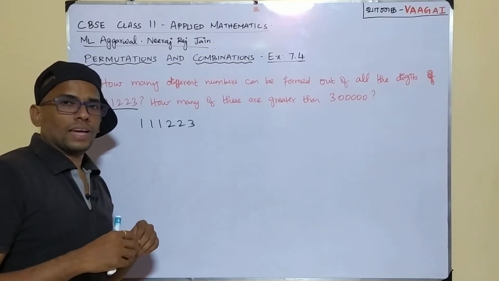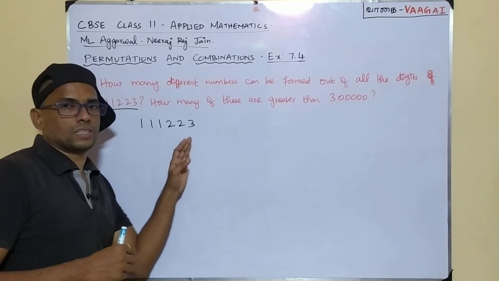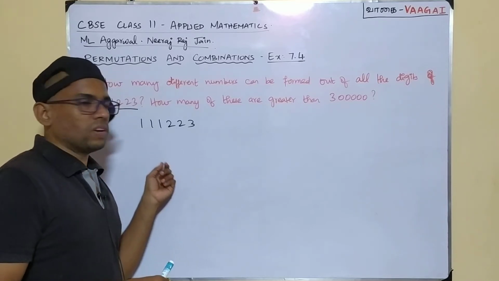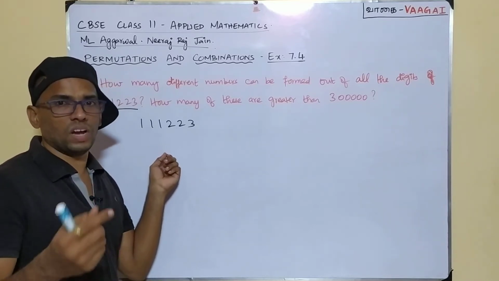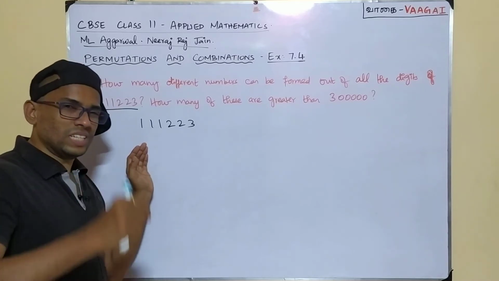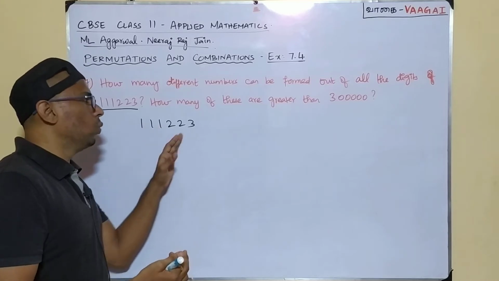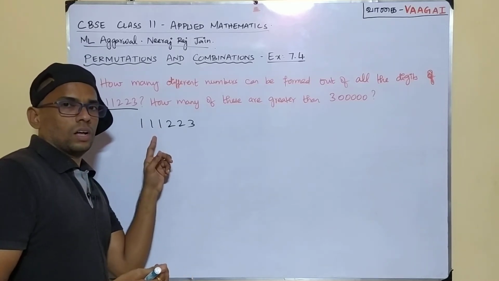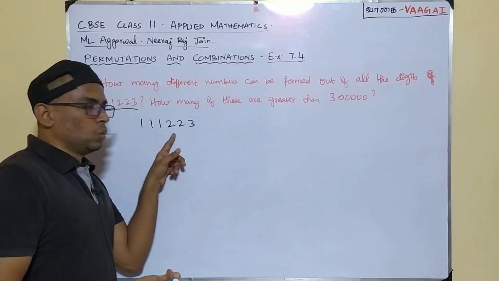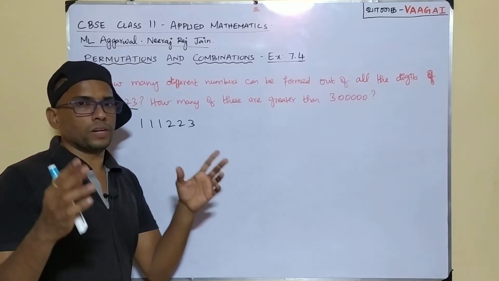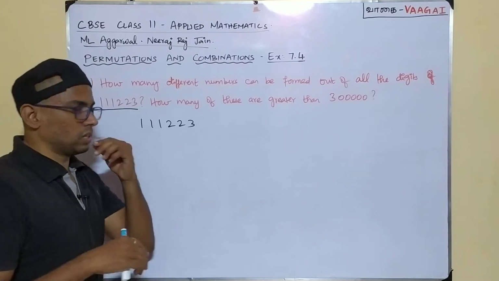If you see, there are only 3 distinct digits available. Is the point clear? Though the number is a 6-digit number, we have to see how many distinct digits we have. There are only 3 distinct digits, which are 1, 2 and 3. This 1 is 3 times repeated. The digit 2 is 2 times repeated, and 3 is not repeated. It appears only once. So this is how a number is constructed.